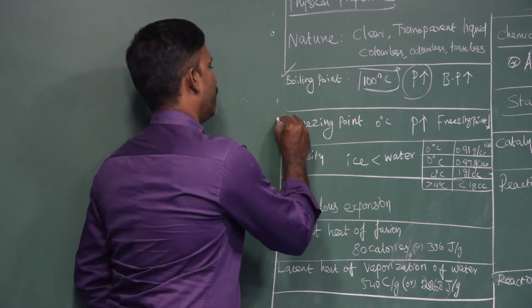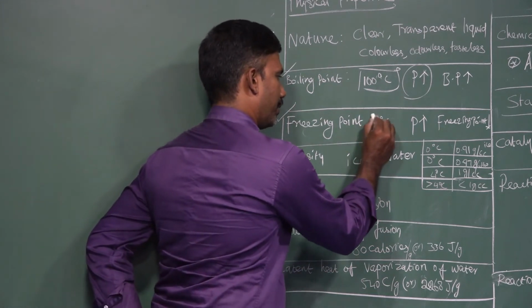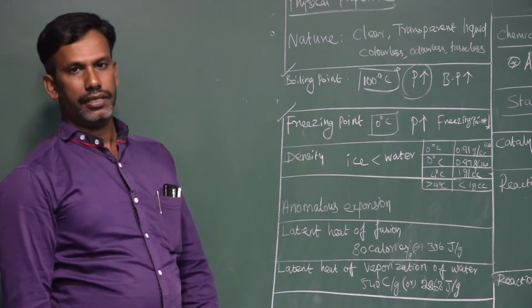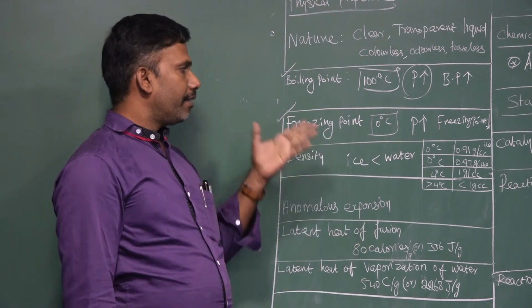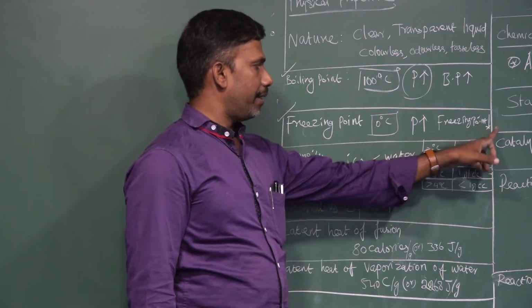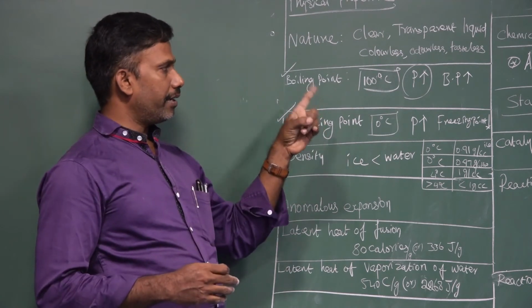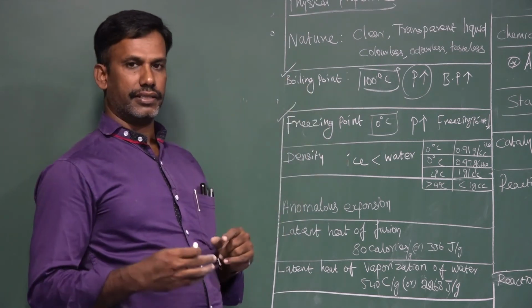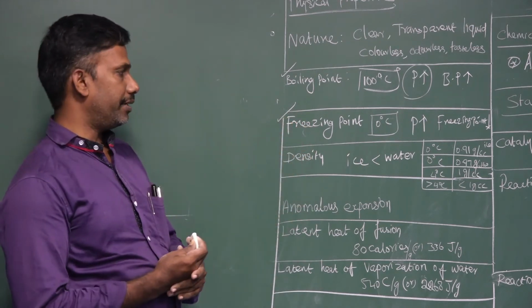Then let us move on to the freezing point of water. As you know very well, it is 0 degrees Celsius; at 0 degrees Celsius water starts freezing. What about the pressure effect there? When the pressure increases, the freezing point decreases. It is the opposite of boiling: boiling point increases with an increase in pressure, whereas freezing point decreases with an increase in pressure.